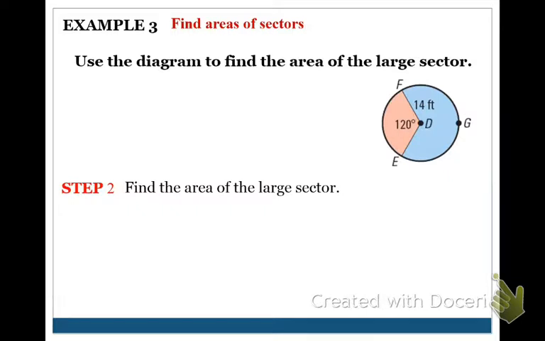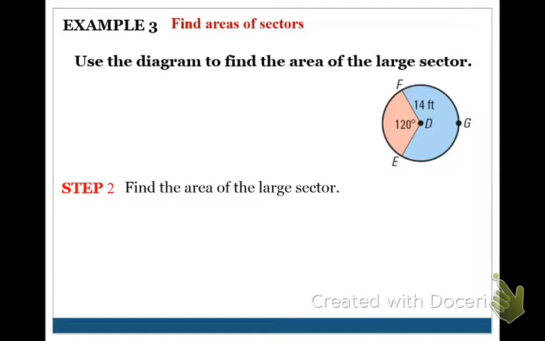Looks like we have another example. Find the area of the large sector. So what color would the large sector be? Logan? Yeah, it'd be that blue. It'd be the part bounded by FGE.